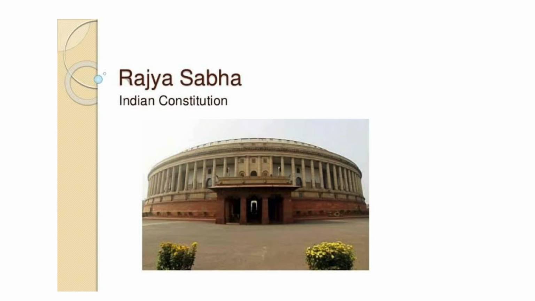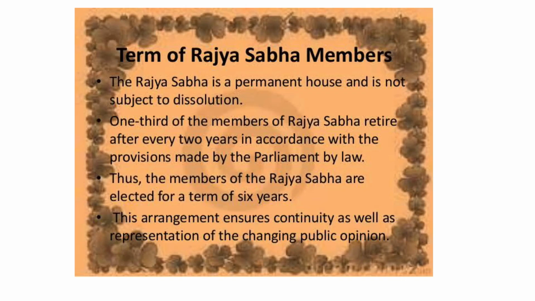Rajya Sabha. Rajya Sabha, also known as the Council of States, is the upper house of the Parliament. The term of Rajya Sabha is that Rajya Sabha is a permanent house and, unlike Lok Sabha, cannot be dissolved.